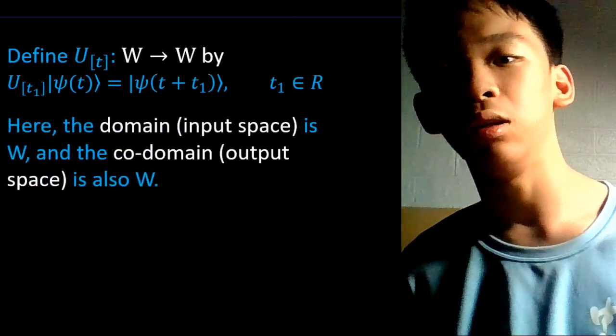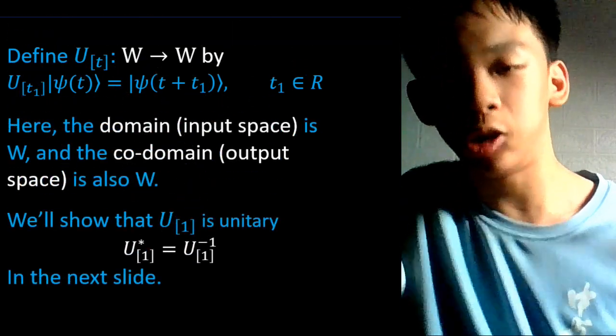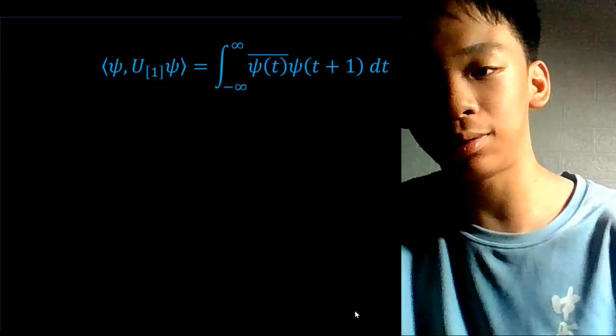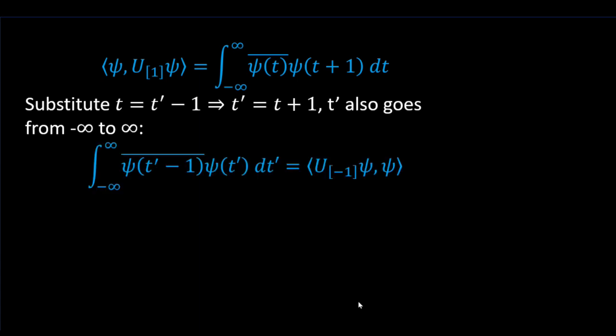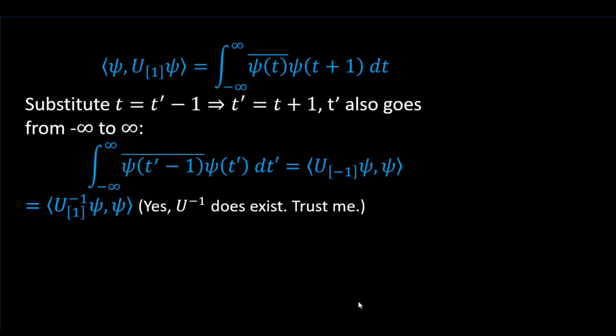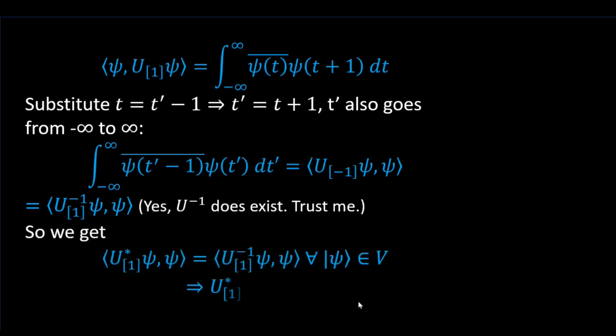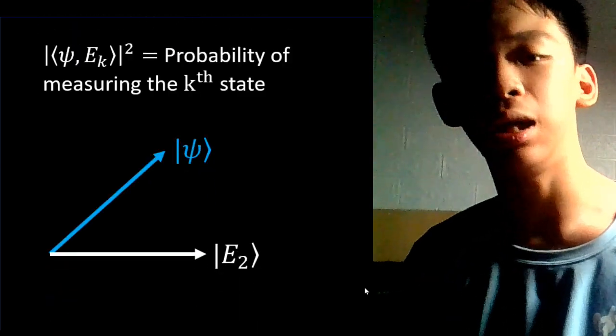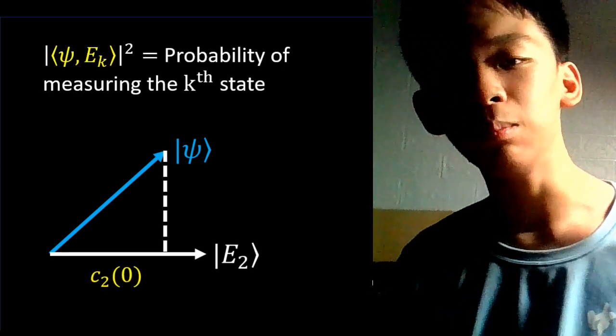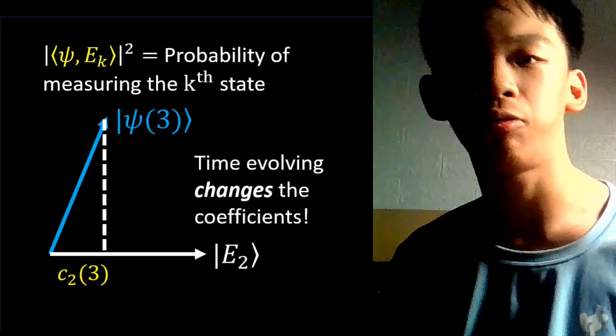We can show that U of t1 is unitary by checking the adjoint property. The following is the proof for U of t1. The probability of measuring the k-th state is the following inner product squared. Time evolving psi would change the coefficients from c of 0 to c of t1. We'll see how they change in part 4.